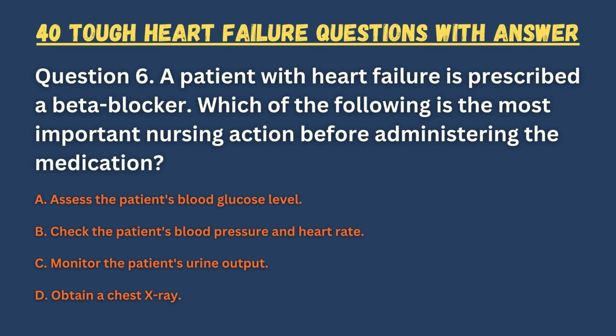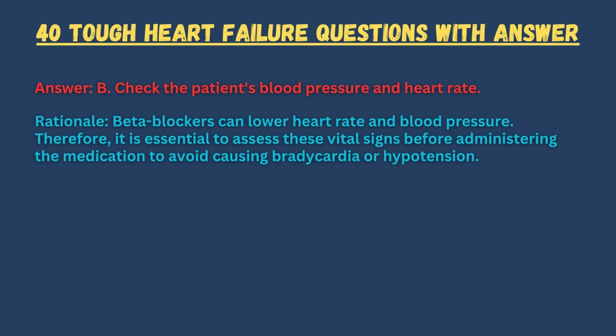Question 6. A patient with heart failure is prescribed a beta blocker. Which of the following is the most important nursing action before administering the medication? A. Assess the patient's blood glucose level. B. Check the patient's blood pressure and heart rate. C. Monitor the patient's urine output. D. Obtain a chest X-ray. Answer: B. Check the patient's blood pressure and heart rate. Rationale: beta blockers can lower heart rate and blood pressure. Therefore, it is essential to assess these vital signs before administering the medication to avoid causing bradycardia or hypotension.